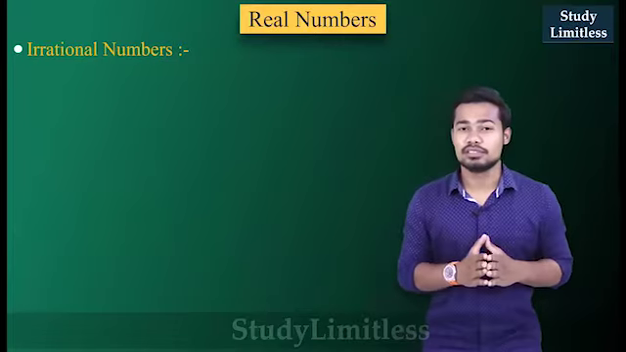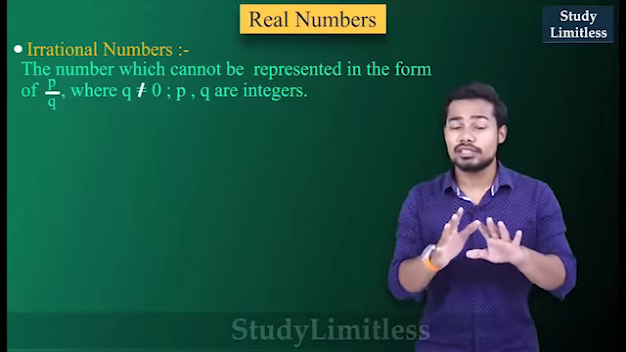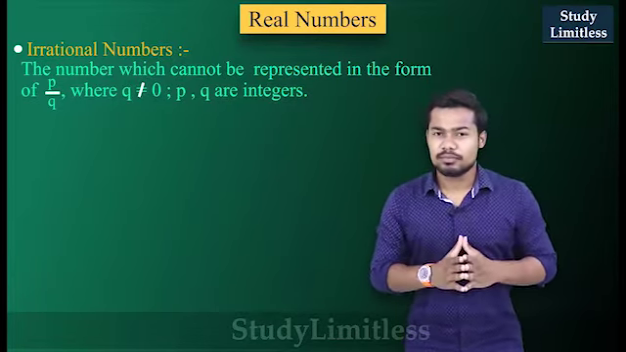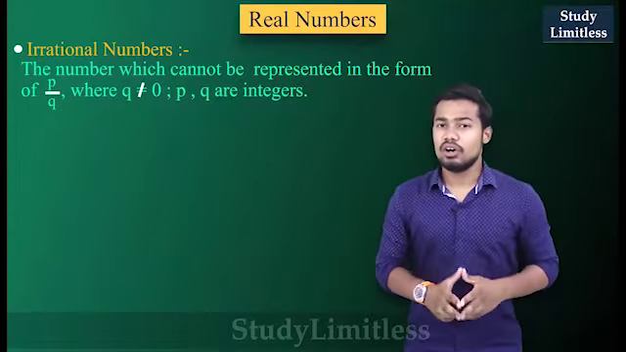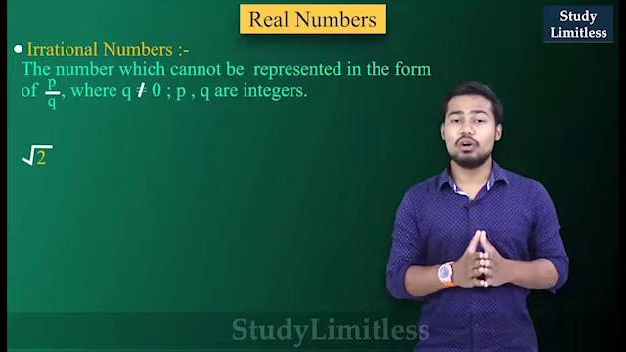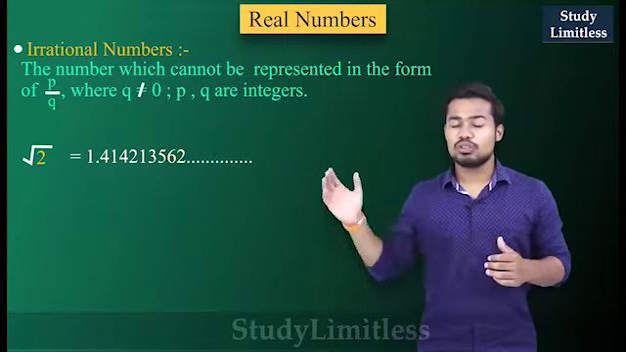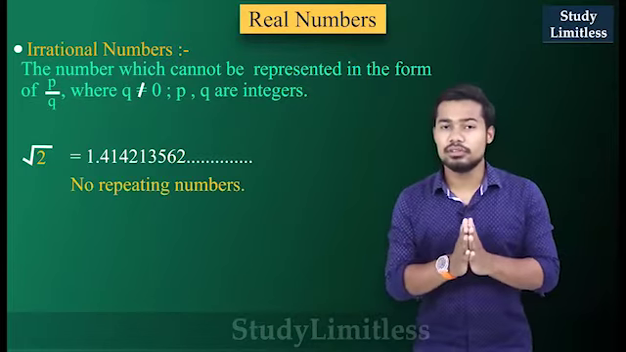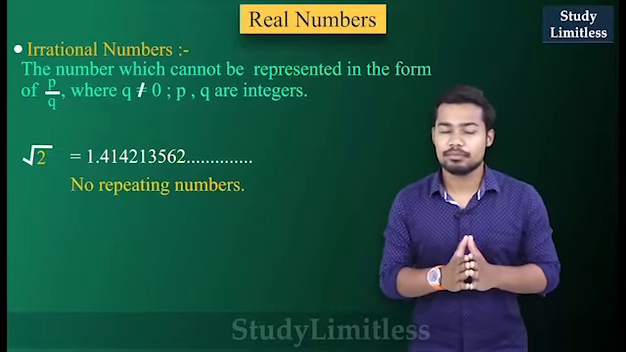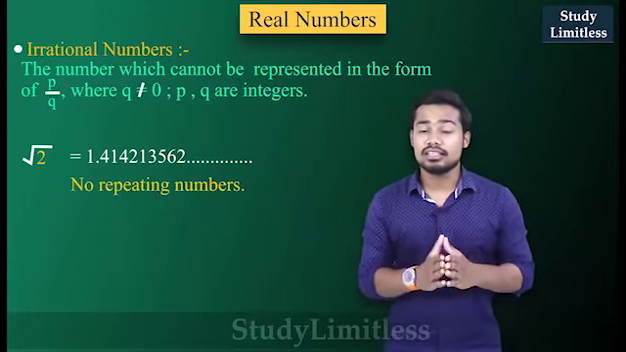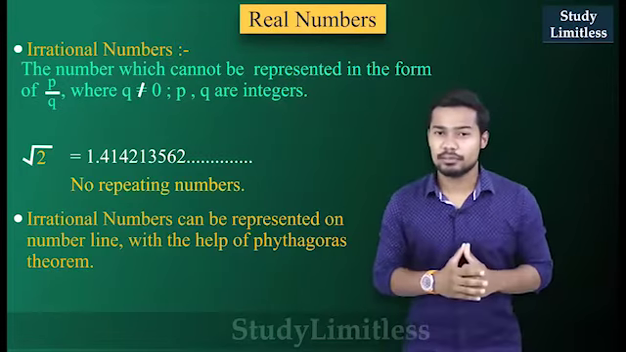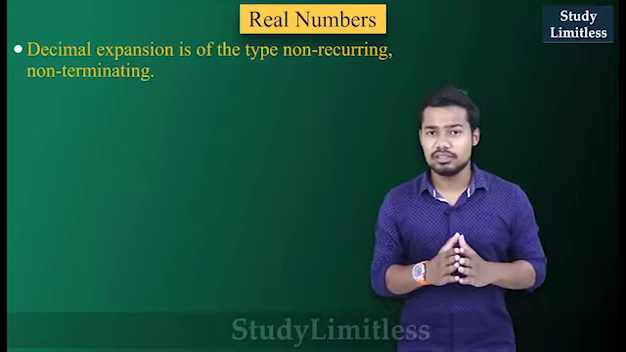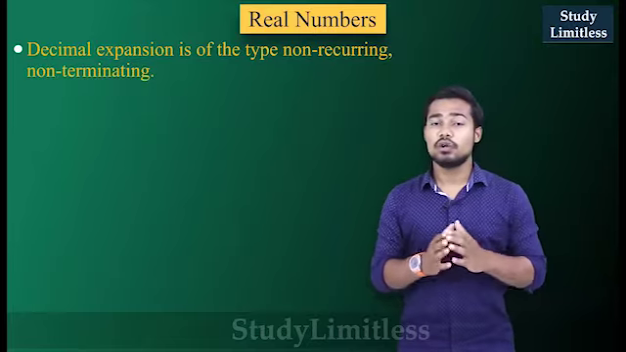Let us understand irrational numbers. Irrational numbers are the ones which cannot be represented in the form of p by q, where q is not equal to 0 and p and q are integers. That means if I take an example of root 2, which has the value of 1.414 and so on. Now, this value will never end and we do not have a specific number which will recur, that means which will repeat. We have also studied in our earlier classes that irrational numbers can be represented on the number line with the help of Pythagoras theorem. And the decimal expansion of these irrational numbers is of the type non-recurring and non-terminating.